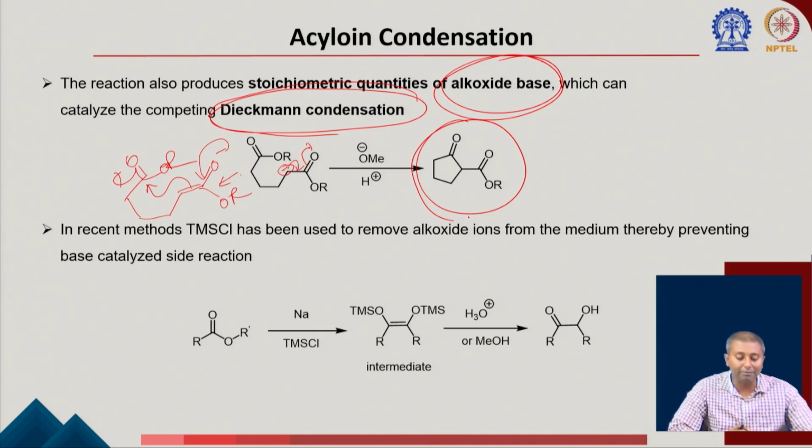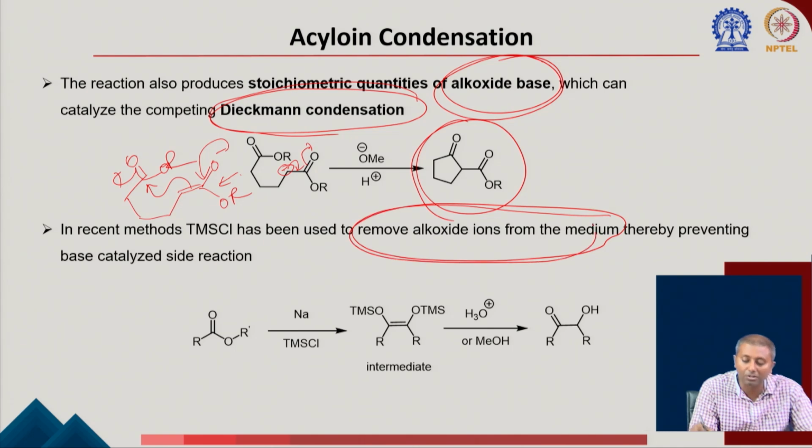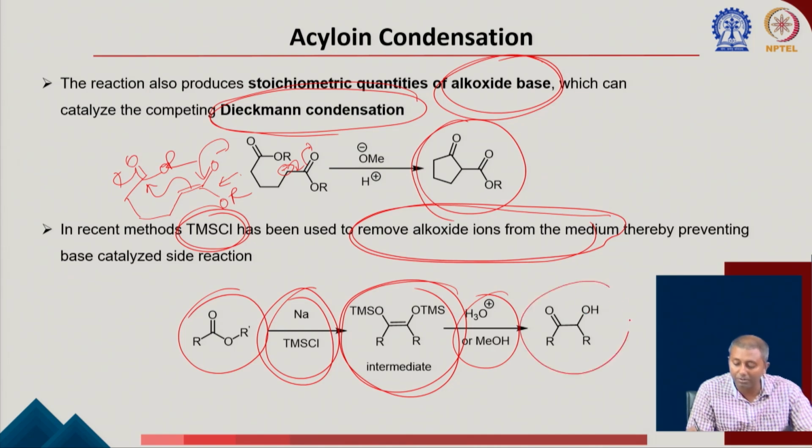So to stop that, they found, okay, what if you don't use alkoxide, or we use some other way to get rid of alkoxide. I think the other way is how to remove alkoxide ions from the medium. That is the technique they used. They want to get rid of the alkoxide using TMS chloride. That means once you have this ester here, you are using sodium and TMS chloride. Now what is happening? Your intermediate is now becoming OTMS. Okay, and so then what is going to happen? Then if you use H3O plus and methanol, it is going to form the corresponding alpha hydroxy carbonyl compound.